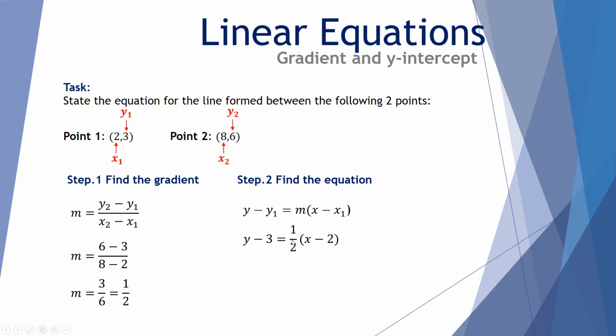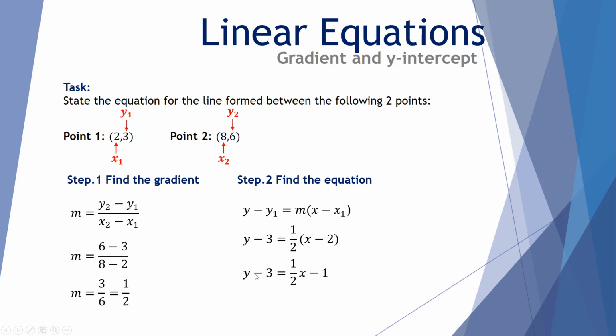Let's now expand the right-hand side bracket. So that half is multiplying the x, and it's multiplying the 2. So we're going to have half of x, and half of 2 is 1, and there's also a take in there. So we're going to end up on the right-hand side having a half x, take away a half of 2 is 1.